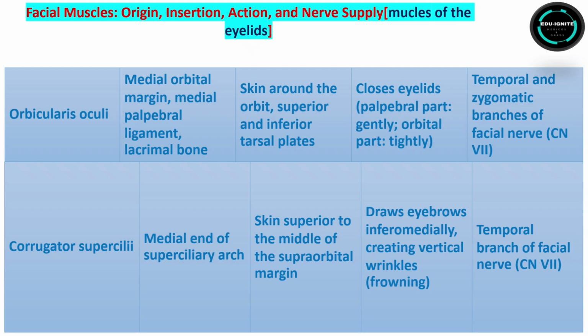Corrugator supercilii muscle originates from medial end of superciliary arch and inserts into skin superior to the middle of the supraorbital margin. Corrugator supercilii draws eyebrows inferomedially, creating vertical wrinkles, and is supplied by temporal branch of facial nerve.